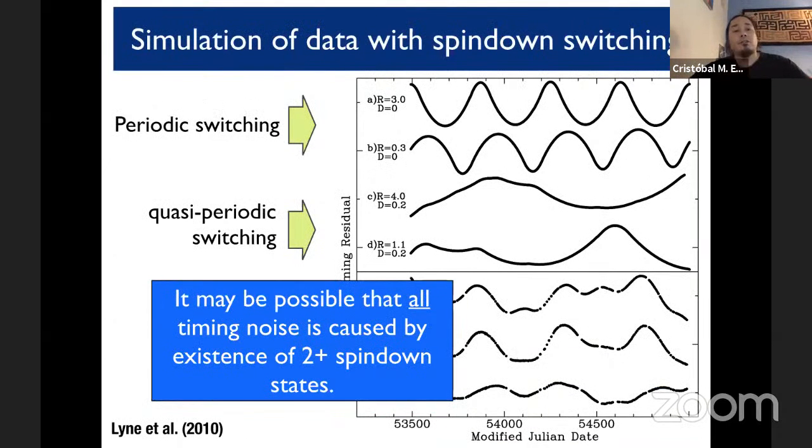This is further proven if you do simulations. So the data in this plot are all simulated data. We're going to look just at the top ones. So the very top two curves is data simulated for a pulsar that has two different spin down rates that switch between one another periodically. So if you have that, you get very periodic timing residuals, which is expected. But if you don't do it periodically and do it quasi-periodically, you get some sort of wavy timing residuals, which is exactly what we see in timing noise. So their conclusion to this point is that it might be possible that all timing noise is caused by two or more different spin down states.